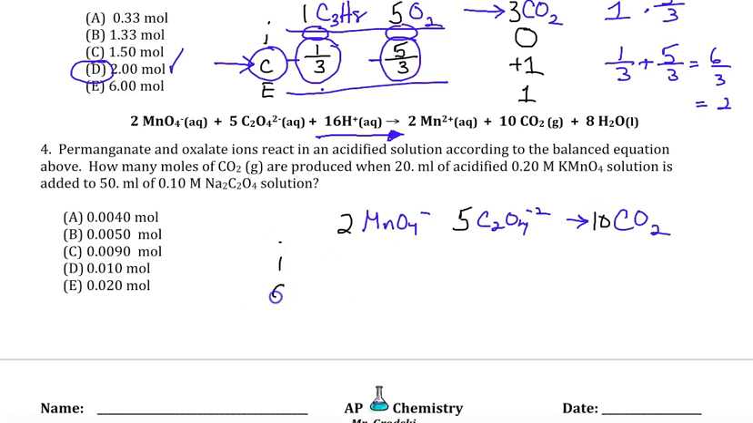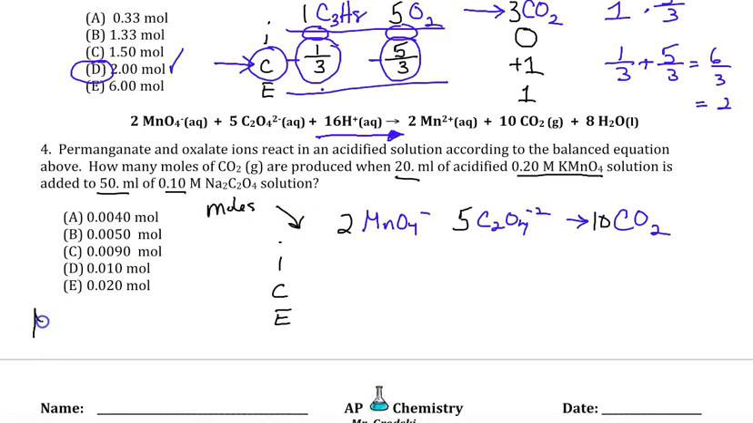Okay, here comes my ICE table. What's the question state? How many moles of CO2 are produced, that's over here at the end, when 20 milliliters of an acidified 0.2 molar solution is added to 50 milliliters? We're going to do a stoich problem with solutions. This box requires moles, so I have to take my solution and make moles.